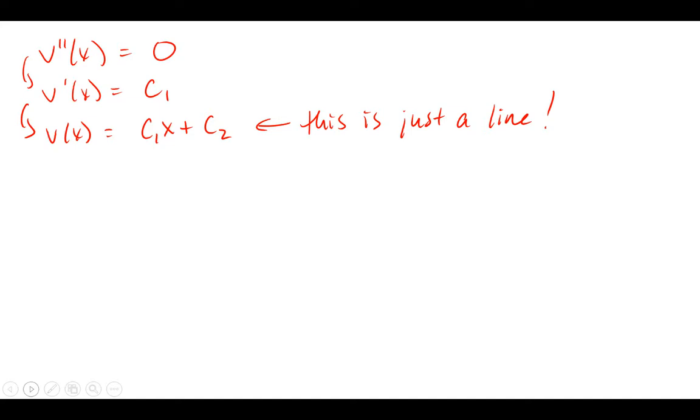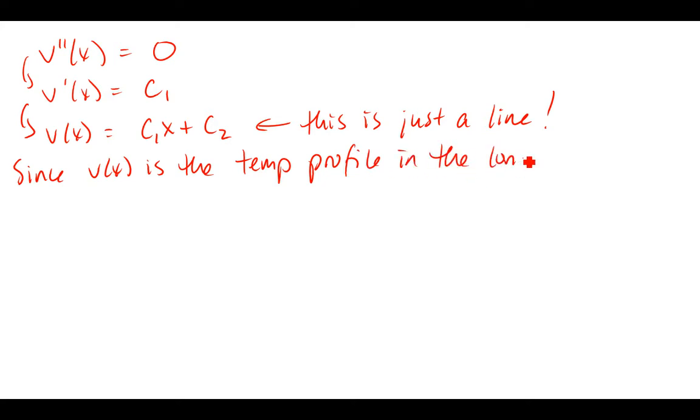And even better, this is just a line. Since v of x is the temperature profile in the long run, we know two things. We know v of 0 should be temperature T1, and v of L should be T2.